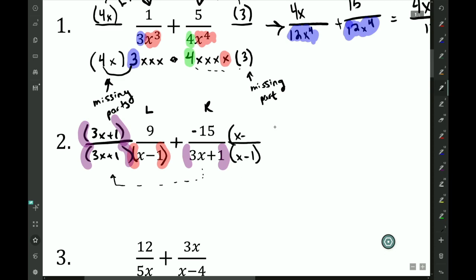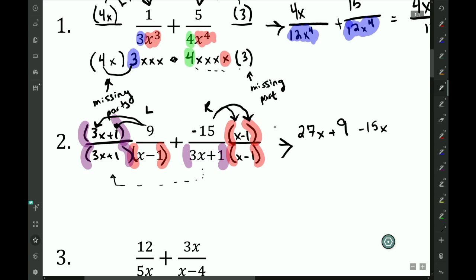Okay. So now that they each have both of the same denominators, just kind of showing you what happens. So 9 is going to distribute to the 3x and the 1. That means I have 27x plus 9. Negative 15 is going to go to the x and negative 1, meaning I have minus 15x plus 15.